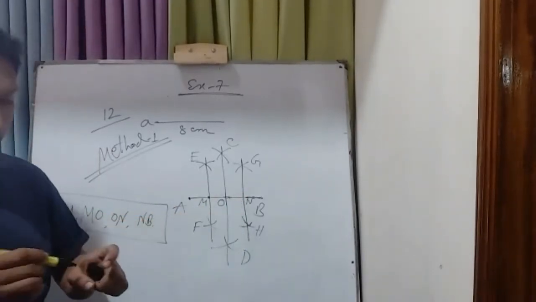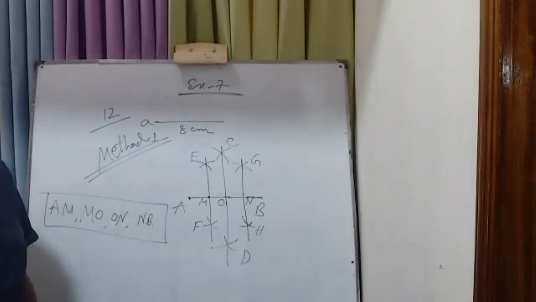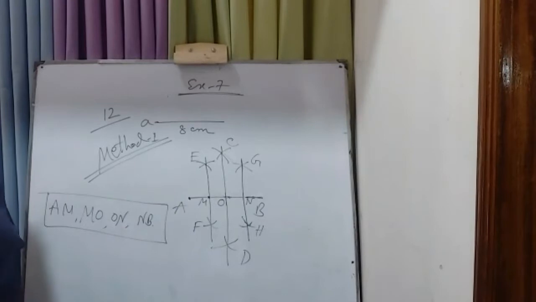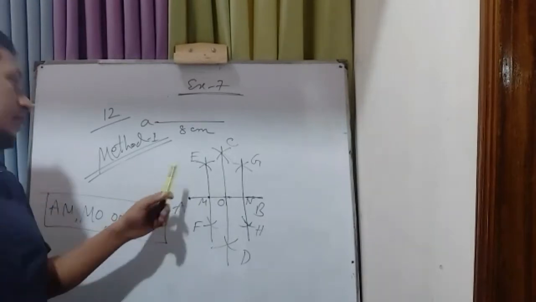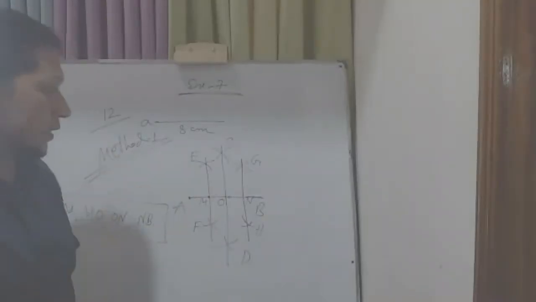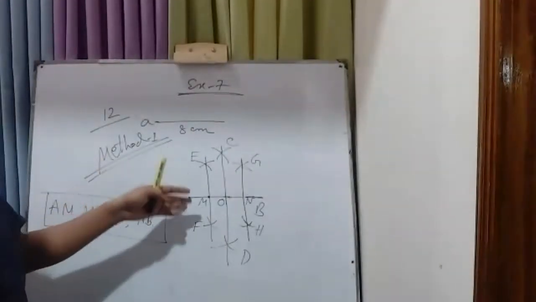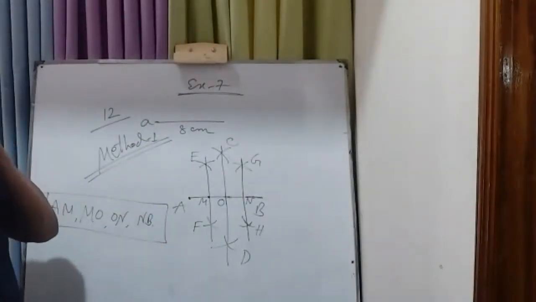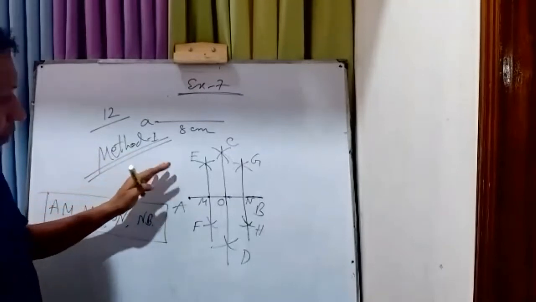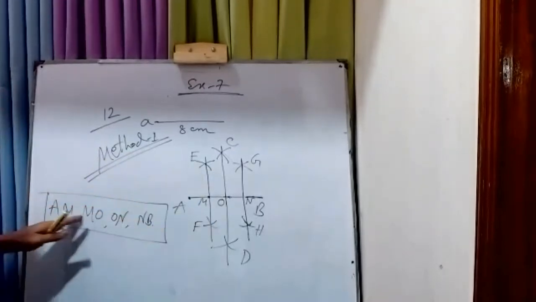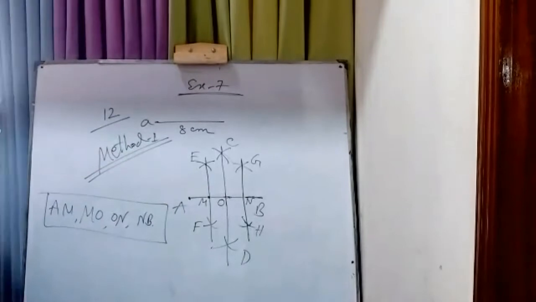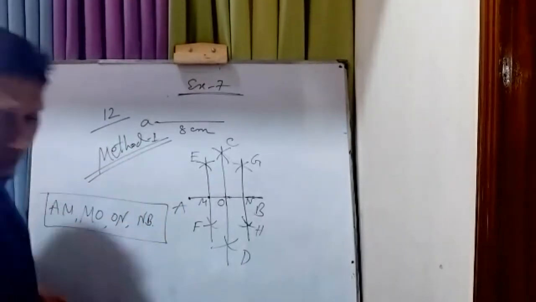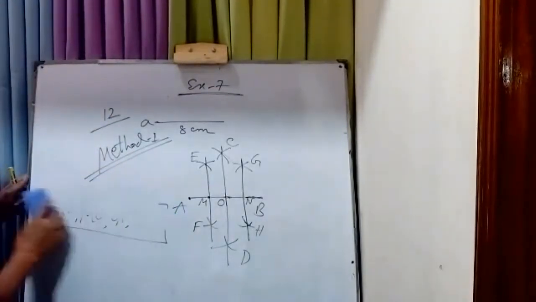So, what is the first process? The first process is very easy. If an even number of parts is given, or if the question says to bisect any line segment into an even number of parts, that is 2 parts, 4 parts, 6 parts, 8 parts, in this case, this method is applicable. You can apply it. Okay. So, I think you have understood it. It's very easy.